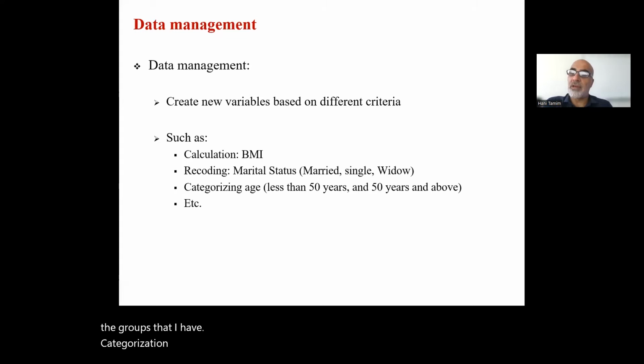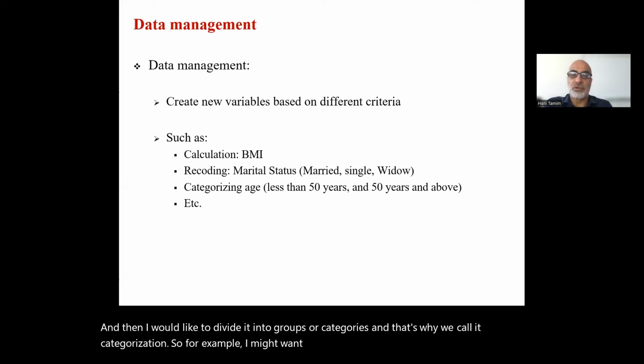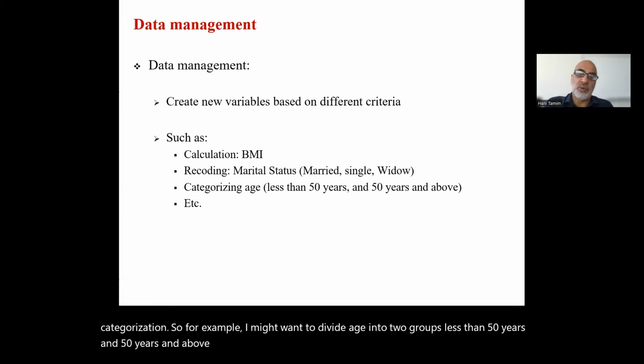Categorization is when I have a continuous variable, such as age, and then I would like to divide it into groups or categories, and that's why we call it categorization. So for example, I might want to divide age into two groups, less than 50 years and 50 years and above. This way, I am doing also data management.